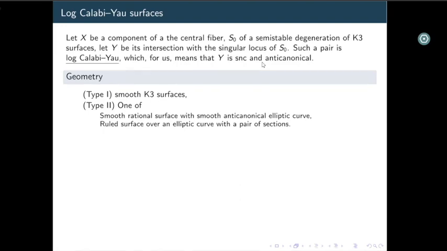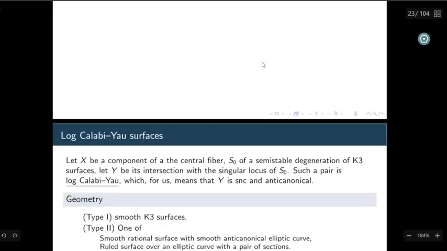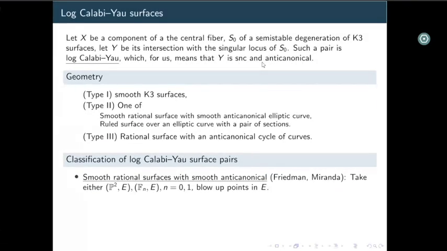I said these degenerations are chains of surfaces meeting in elliptic curves. So the stuff at the end, these are rational surfaces with smooth anticanonical elliptic curves as the intersection with the next components. And the things in the middle are ruled surfaces over elliptic curves meeting in the sections. Okay, and in type 3, as I said, the components are all rational surfaces, and the boundary divisor that you get is just an anticanonical cycle of curves.